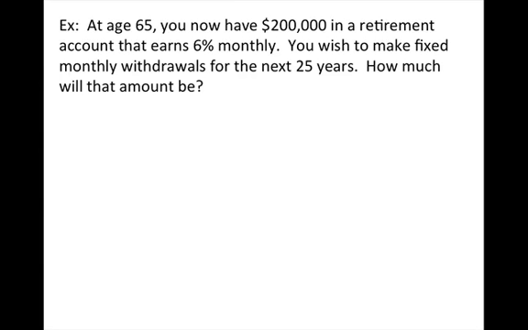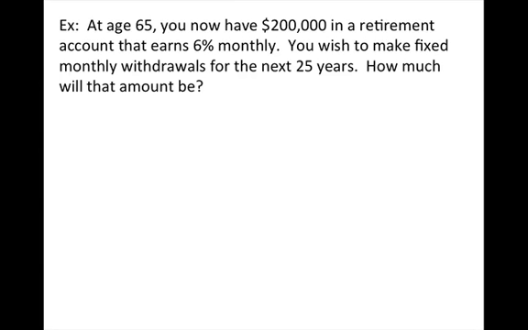Let's look at an example. At age 65, you now have $200,000 in a retirement account that earns 6% monthly. You wish to make fixed monthly withdrawals for the next 25 years. How much will that amount be?